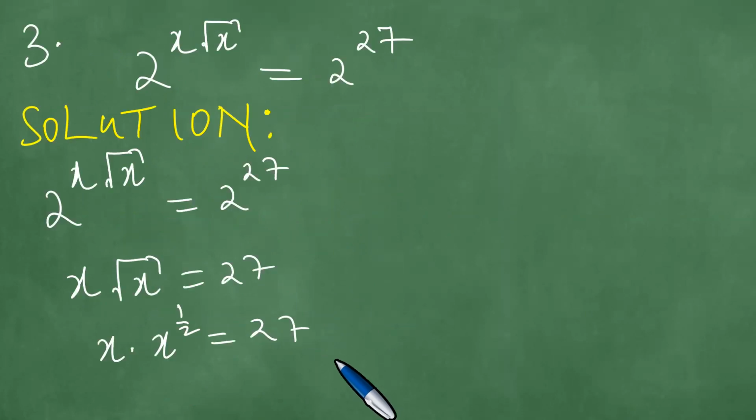So given the equation 2 to the power x times the square root of x equals 2 to the 27, we have solved for x. Let's look at the next question.